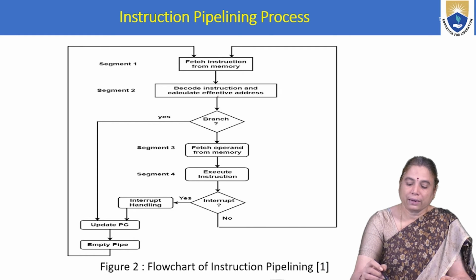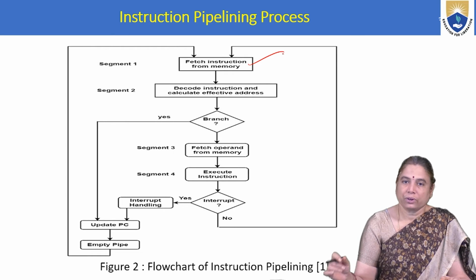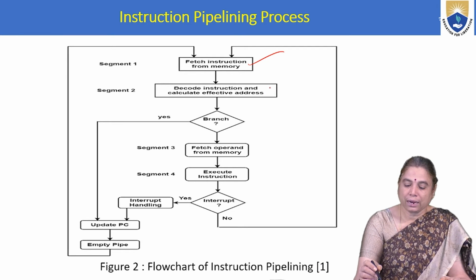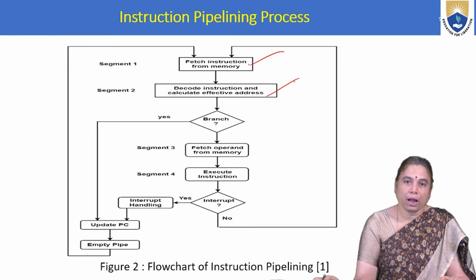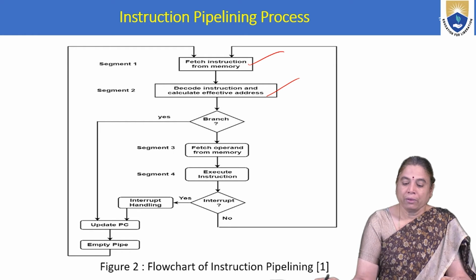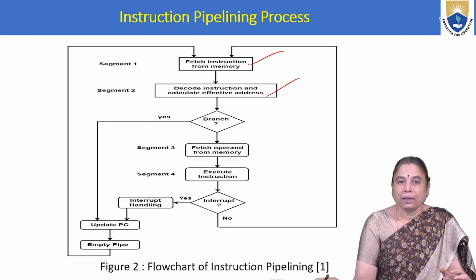So segment 1 is prefetch the instruction from the memory. Fetch the instruction from memory. It can be referred to as FI. The second one is decode the instruction and calculate the effective address. So this step can be referred to as DA. After decoding, depending upon the decoded value, the type of the instruction can be recognized. So whether it is a branching instruction or a normal instruction.